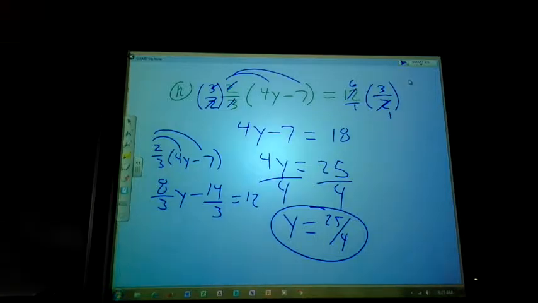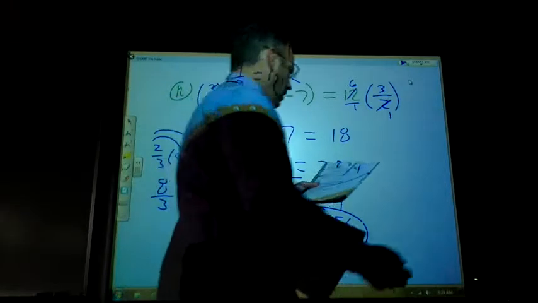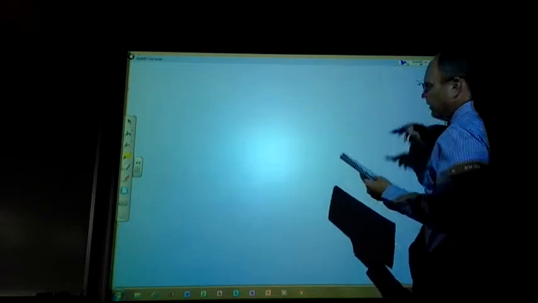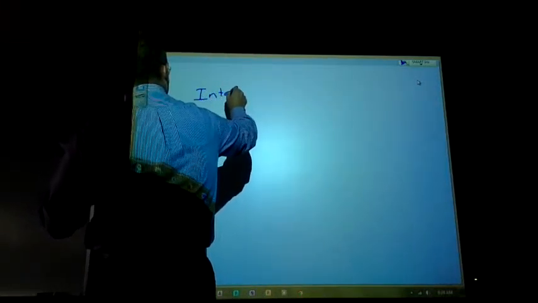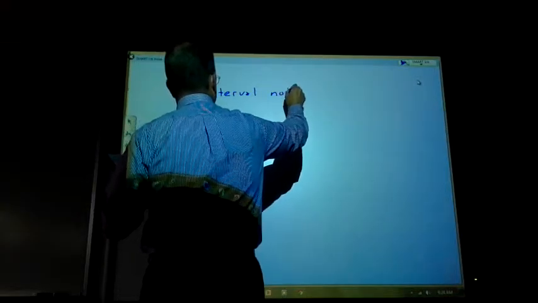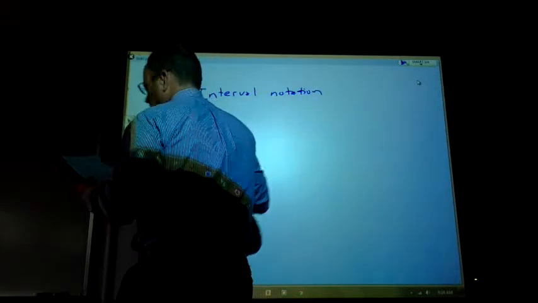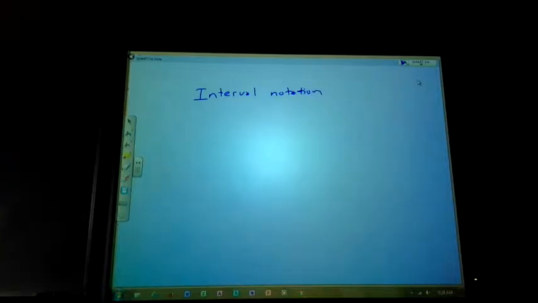All right, so this will not be on the quiz, but this is something that you should have a knowledge of. Something called interval notation. Remember I said that the math community just feels that we need certain things to put down and it makes it look like we are higher up than everybody else? Interval notation is one of those things.